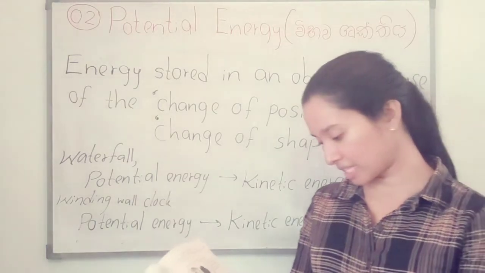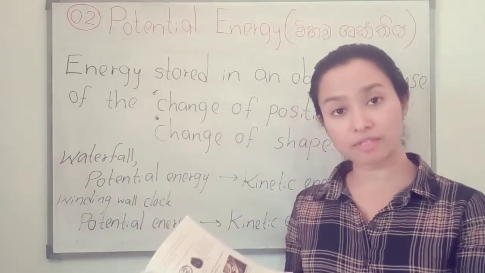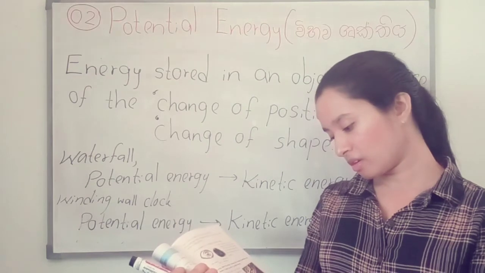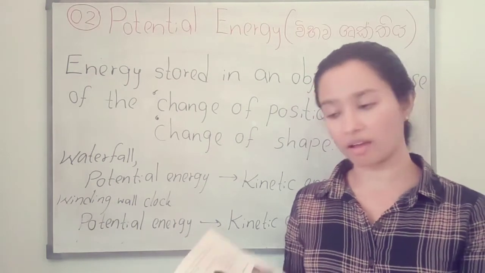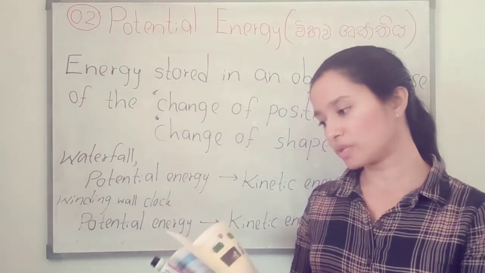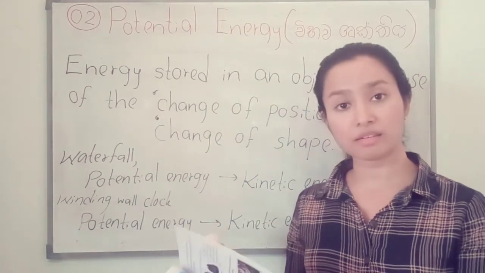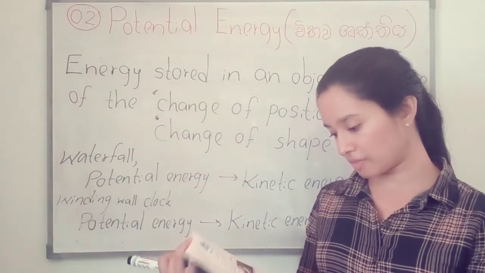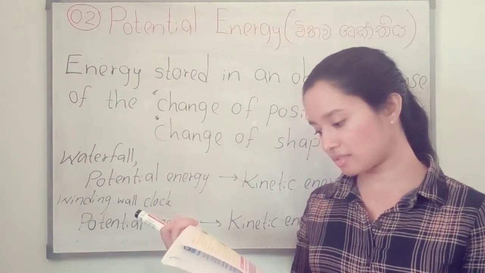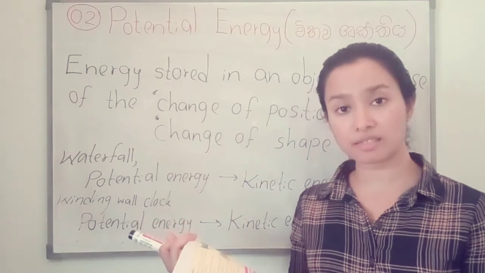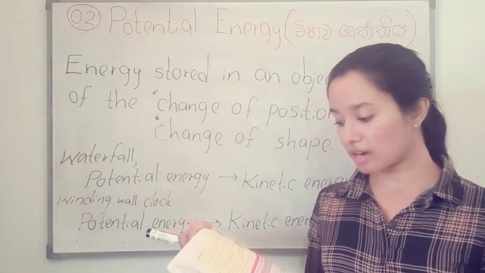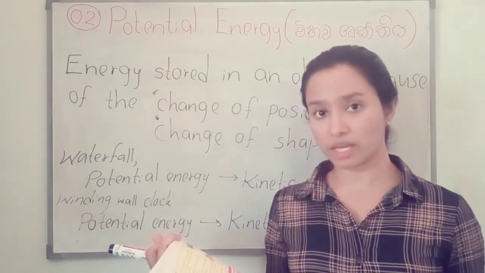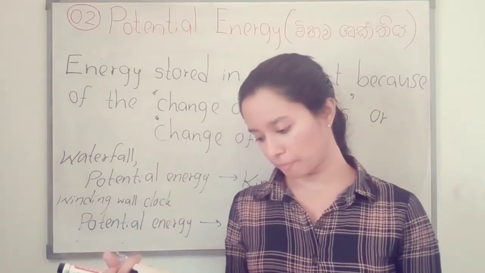There's an activity you have to do. Activity 7.5 on pages 93 and 94. You have to make a toy car. You can read the activity and make a toy car, and also you have to write some instances. Name 5 instances where there is potential energy. There are a lot of instances where we can see potential energy. You can write 5 of them.